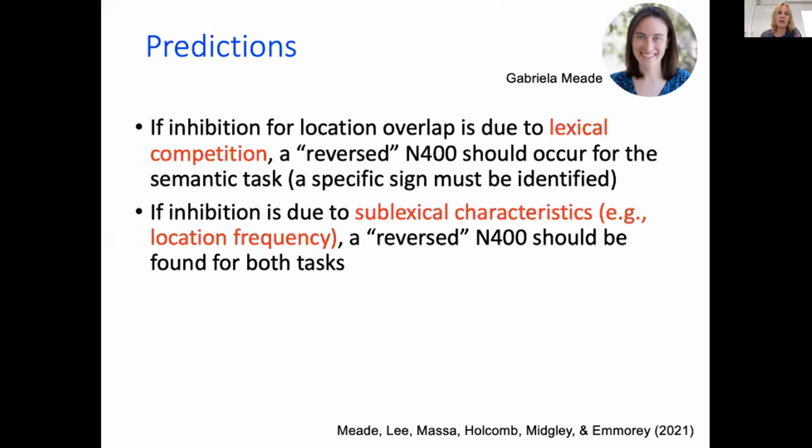If this inhibition is due to sublexical characteristics, so it's happening at the sublexical level, for example, because location frequency is really high, or because of the timing of when you recognize location, or something about the sublexical aspect of location, then we should see the reverse N400 at both levels, both when we do the form-based task, but also when you do the semantic level task. You should see it reverberate for both.